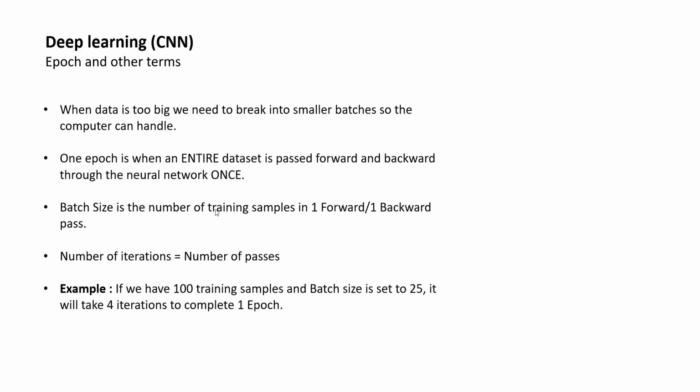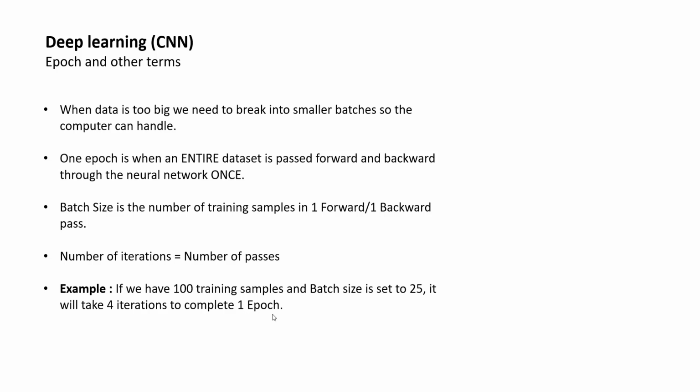Now, a batch size is the number of training samples. If we have a lot of data, we can divide that into 2 batches, 3 batches, 4 batches, right? So that is the batch size. And the number of iterations is just the number of passes, the number of times it went through. A quick example: let's say we have 100 training samples. Let's say we set the batch size to 25. My computer cannot handle more than 25 samples or 25 images at a time, which means it takes 4 iterations to complete one epoch. I hope that makes sense.